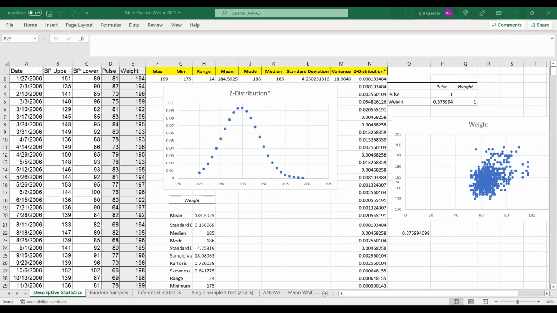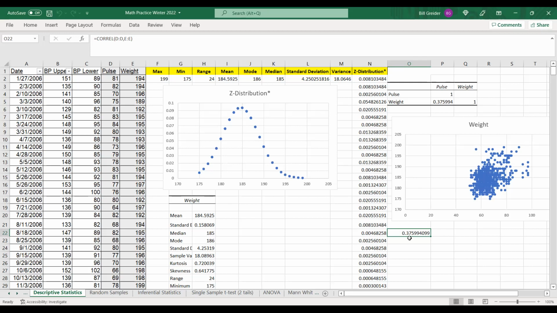If I just use the equals CORREL formula, you see the formula up here in the top left, and I highlight the cells, I get a value of 0.375. And what does that number mean to you? When I see a correlation of 0.375, what does that tell you? Weak. Right, a weak positive correlation between my pulse and my weight.